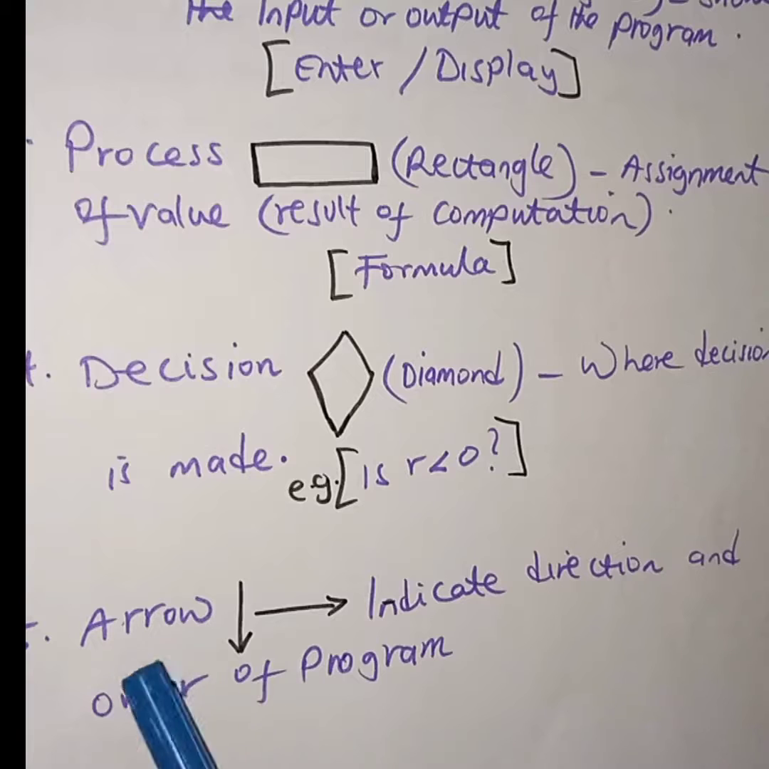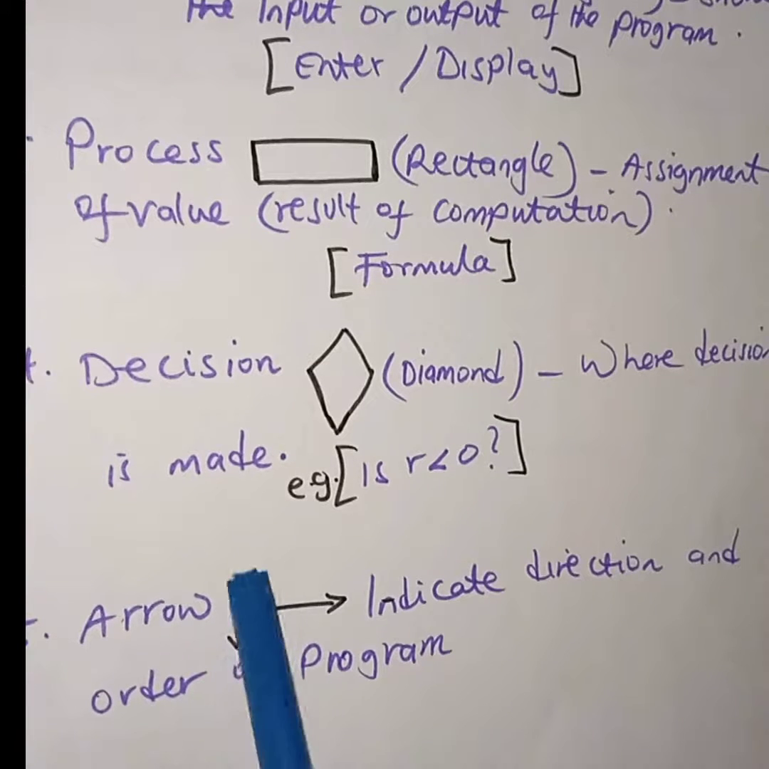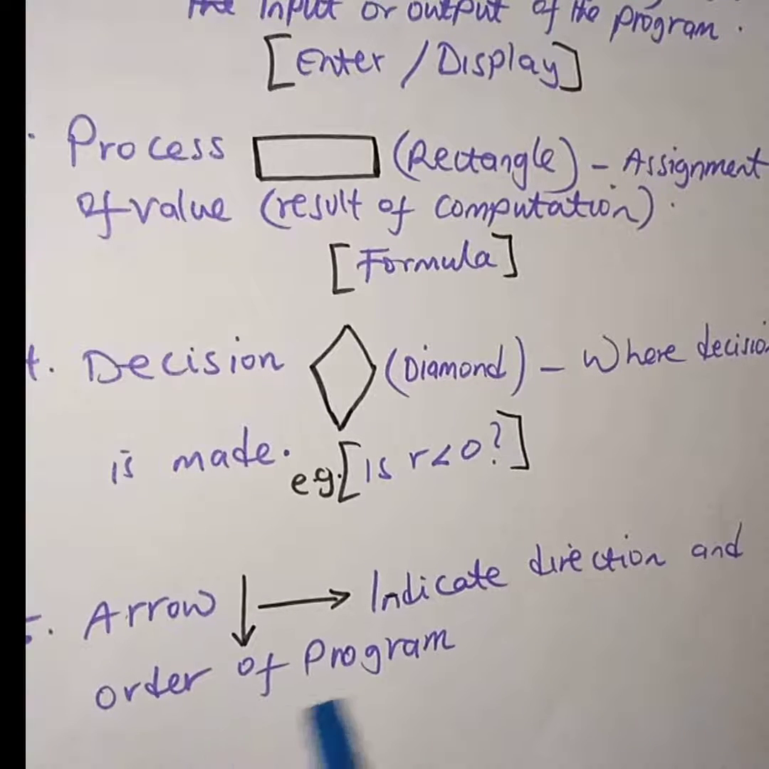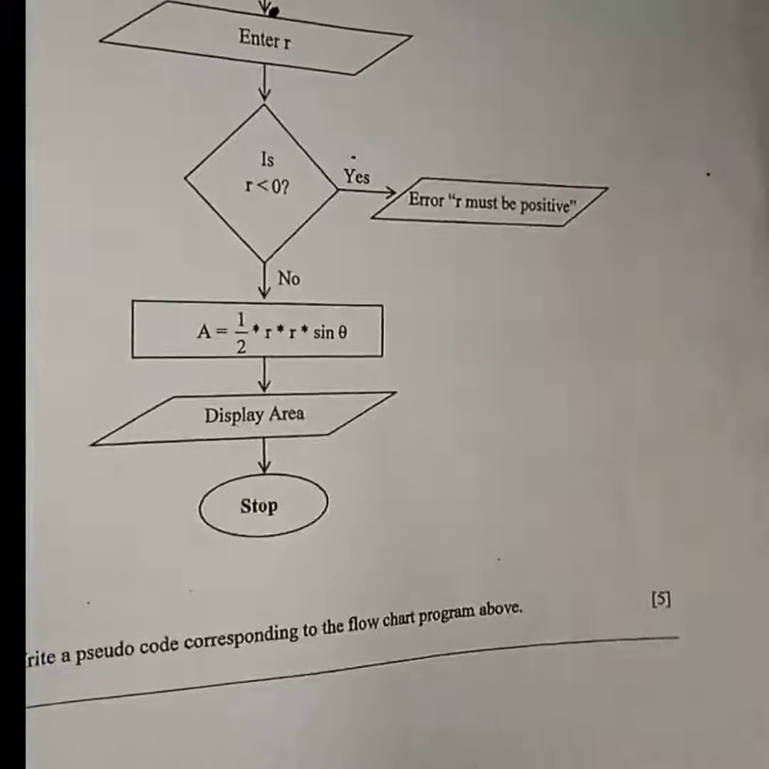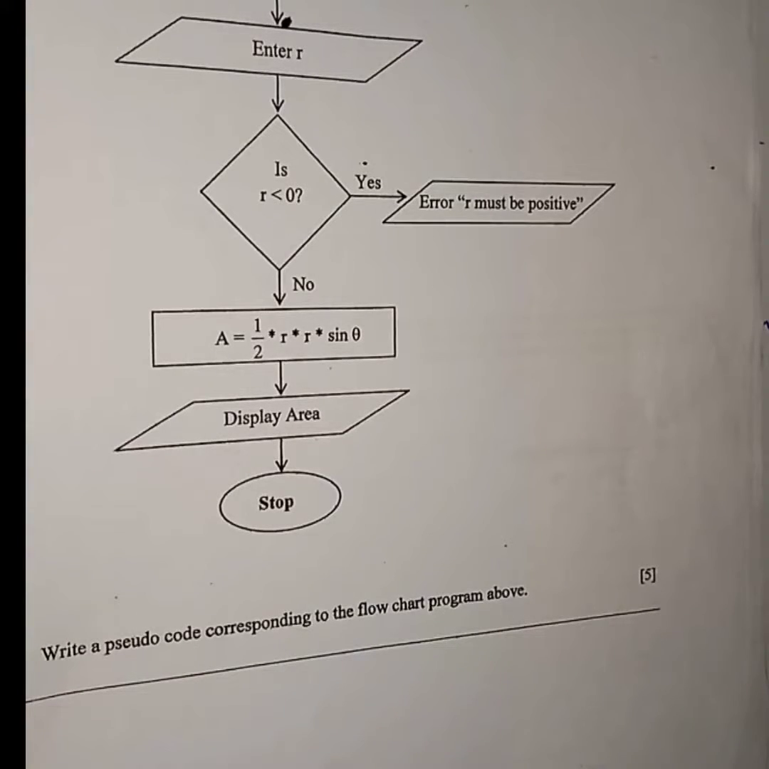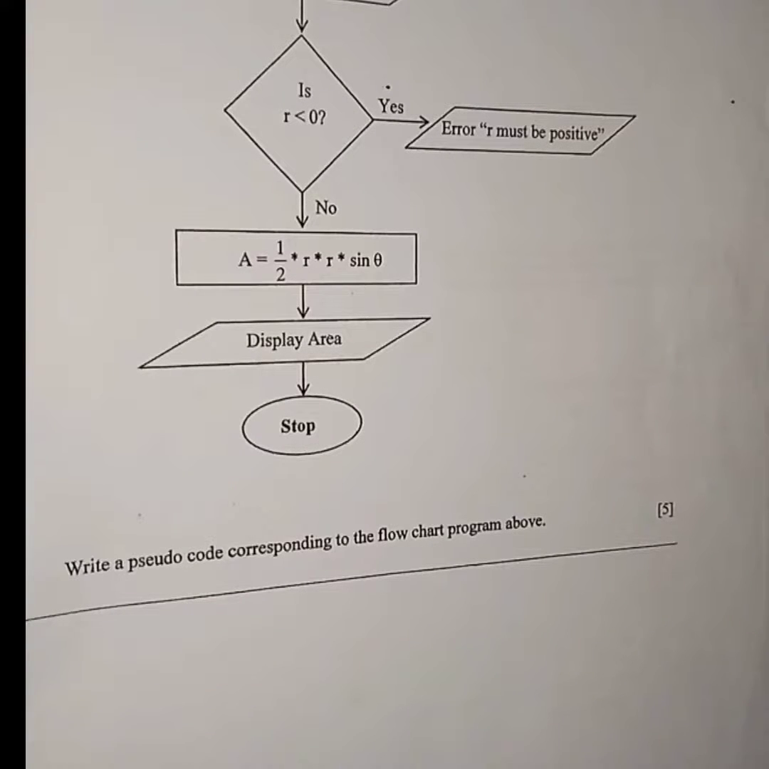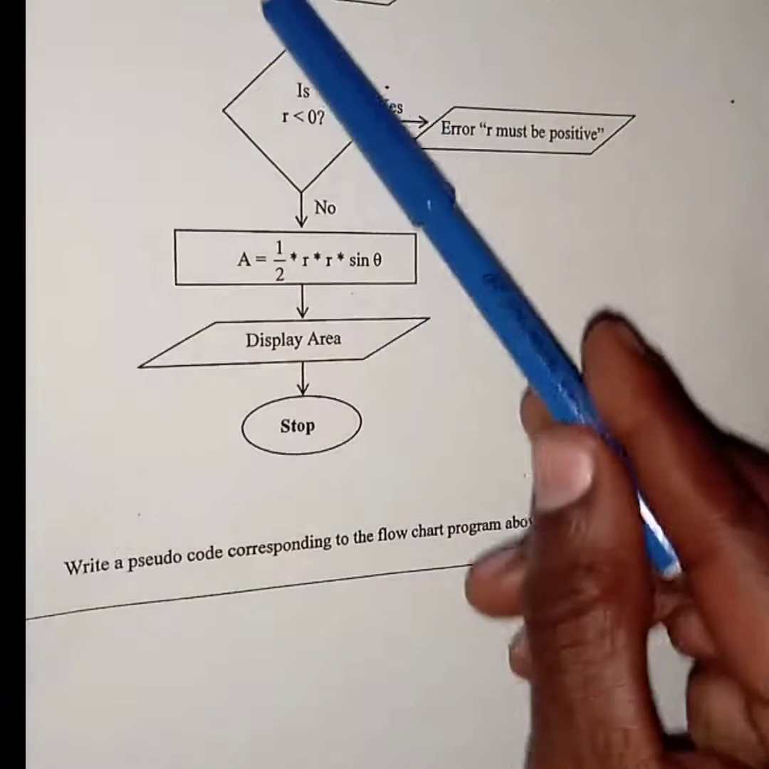Next, we have arrows. An arrow indicates the direction and the order of program. You find arrows everywhere showing direction and flow of the program, showing direction and the order of the program.